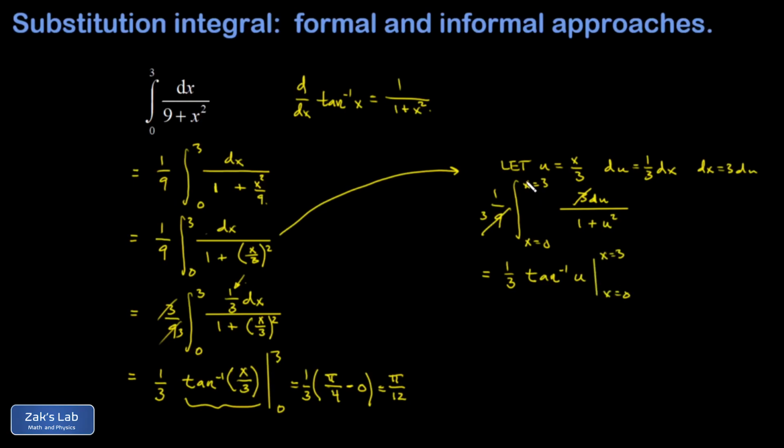And now you could either replace u with what it is in terms of x, or you could transform the limits of integration to u space. In this case, I'll go ahead and just replace it with what it was in terms of x. I like to mix it up. And u is x over 3. And I'm evaluating as x goes from 0 to 3. And we've already done this once before, and it comes out to pi over 12.